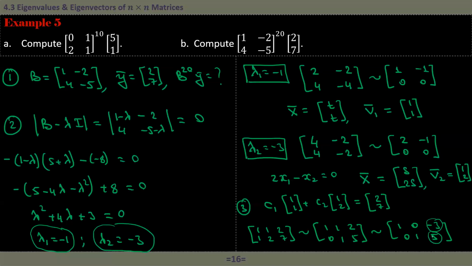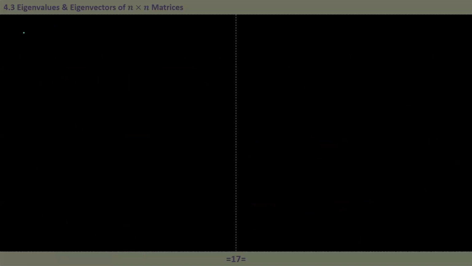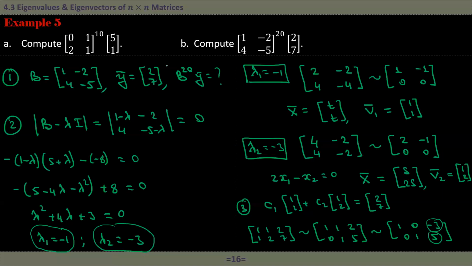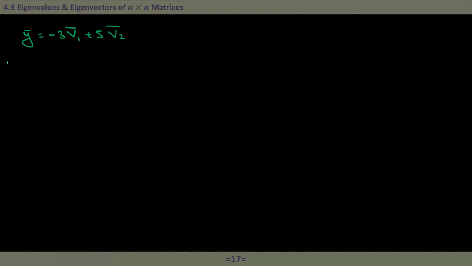So that means that this vector y can be expressed as minus 3 times V1 plus 5 times V2. Or you can just check this. Let me just keep it like this. Now let's get back to our question. So we need to find that thing, right? B to the power of 20. So step number 4, B to the power of 20 times vector y.